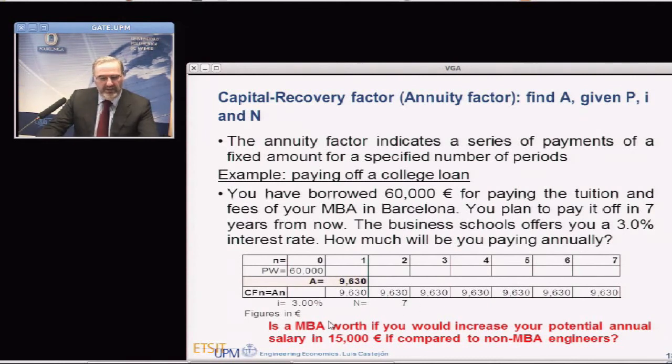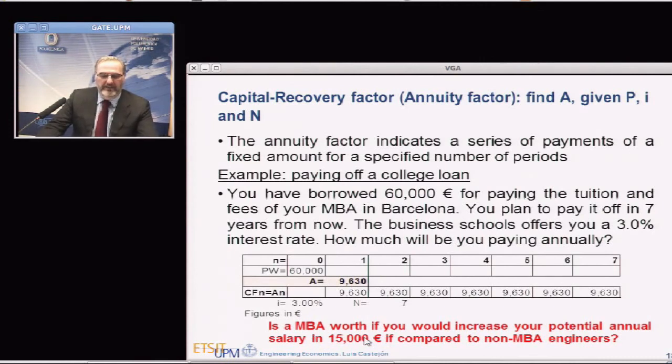Just a matter of reflection. Is an MBA worth it if you would increase your potential annual salary by 15 euros compared to the non-MBA engineer? So if you do an MBA, you will earn 15 euros more than a non-MBA engineer. So how much does this MBA cost you?